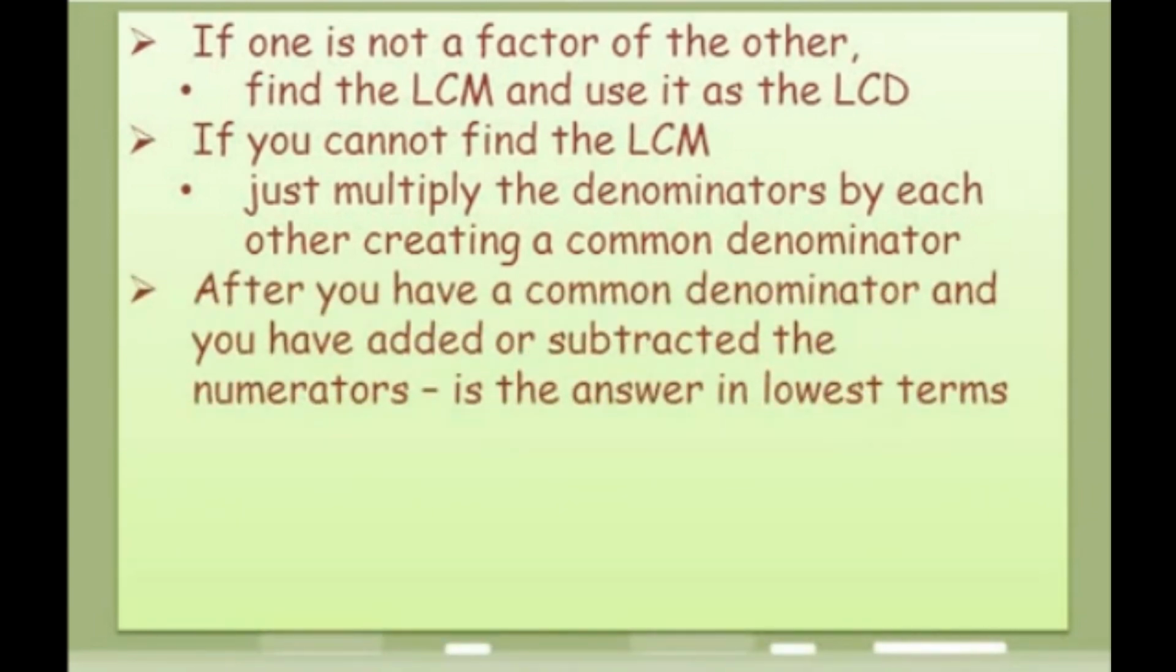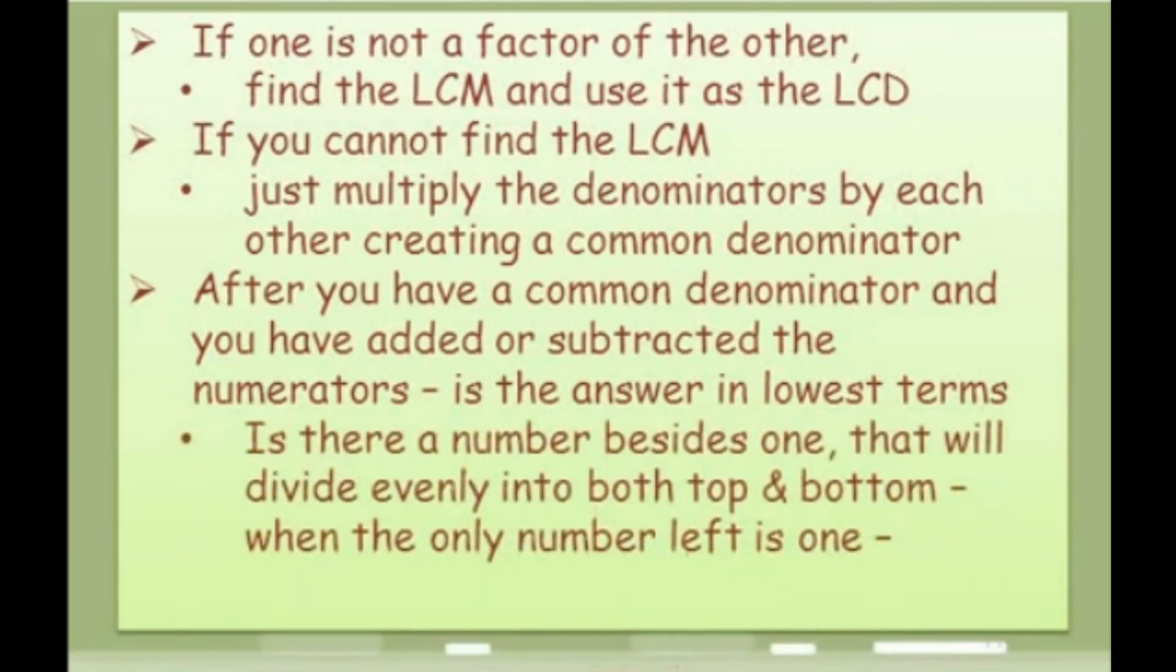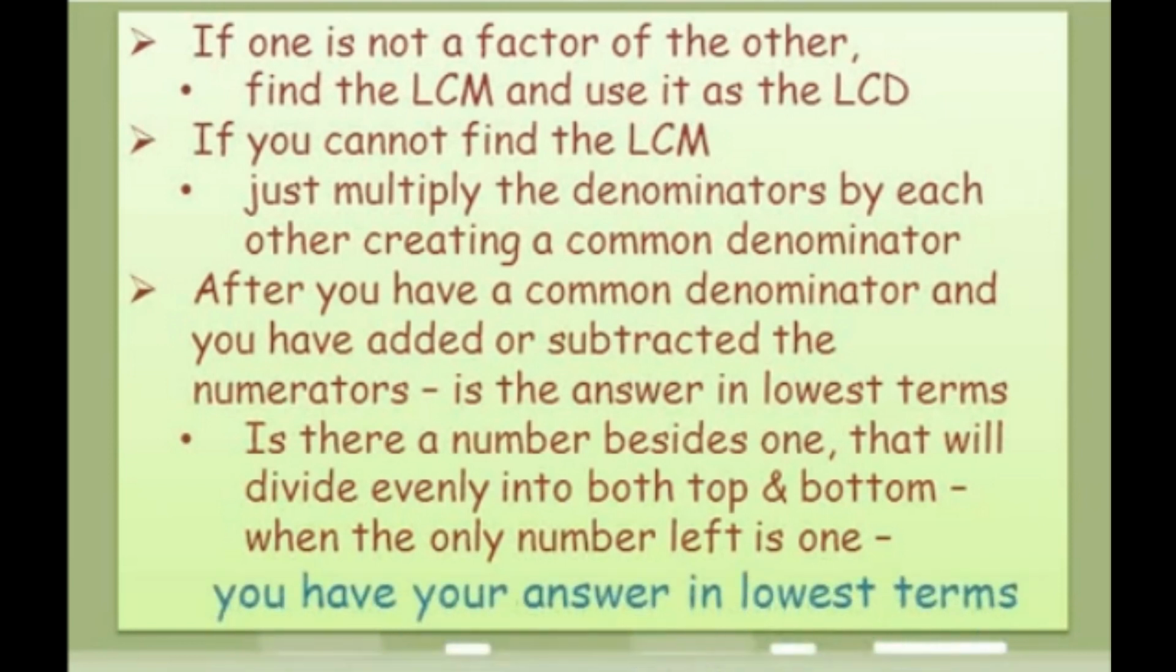After you have a common denominator and you have added or subtracted the numerators, then you have to ask yourself, is the answer in lowest terms? And you do this by asking yourself, is there a number besides 1 that will divide evenly into both the top and the bottom, the numerator and the denominator? And after you've exhausted all possible numbers and the only number left is 1 that will evenly go into both the numerator and denominator, you have your answer in lowest terms. You have finished the problem. Congratulations.